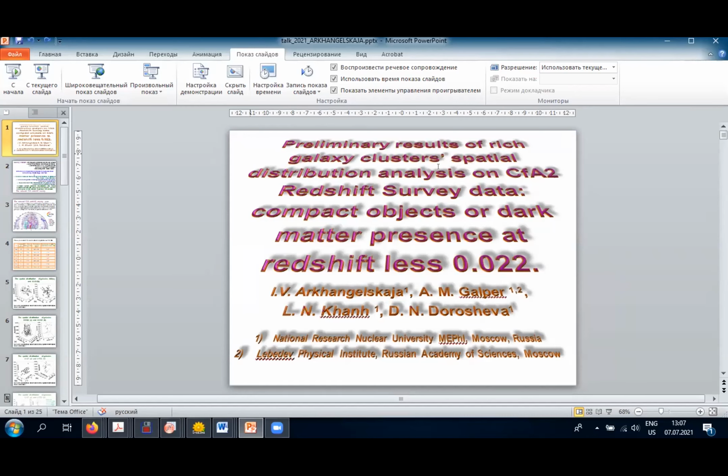Okay. My talk is about preliminary results of rich galaxy clusters spatial distribution analysis on CFA2 redshift survey data. And the question occurs: do we see compact objects or dark matter presence at redshifts less than 0.022?